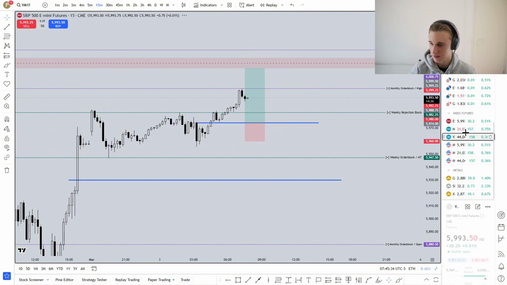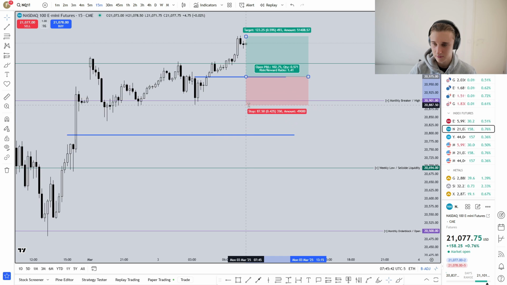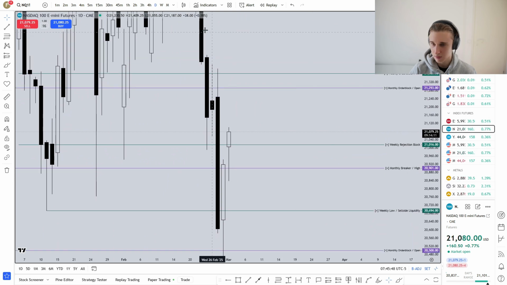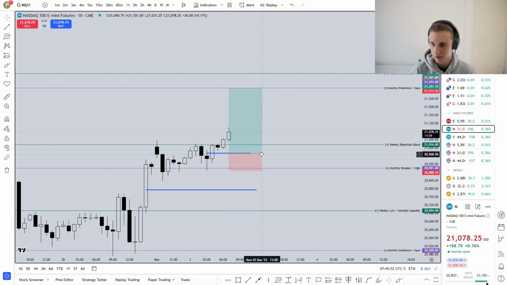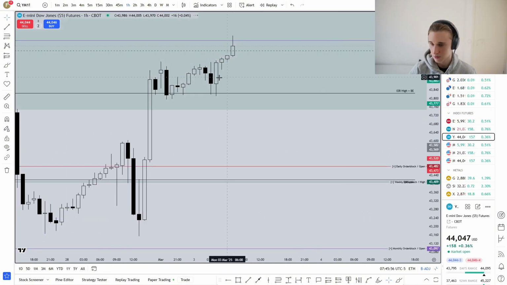I would like to see divergence with NQ or YM. For NQ, we could aim for this order block and take this trade, but we have to determine the leadership asset. And then for NQ, I would target the monthly order block, and this would be an amazing trade. Nearly a 3.6 risk to reward ratio.